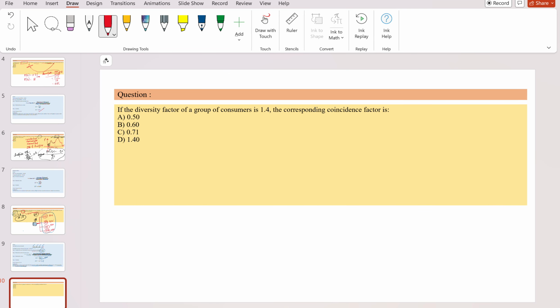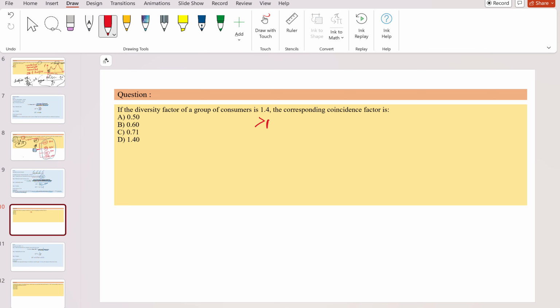Let's move forward. Try to solve this. If the diversity factor of a consumer, you already know it is greater than 1, is given as 1.4, what is the coincidence factor? If you remember the formula which I have given in the last class, yes, option C. Anyone else? Let's wait for a few seconds.